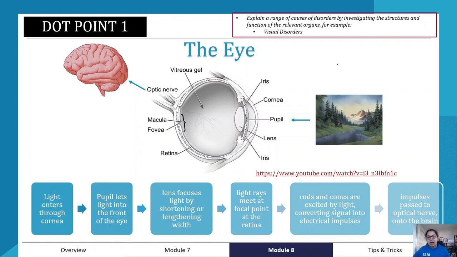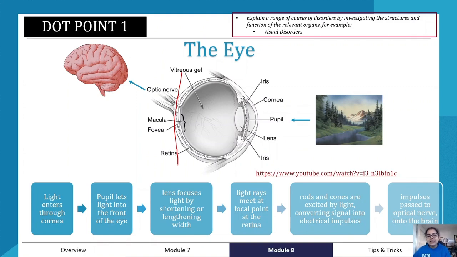And so essentially what happens is light is entering through the cornea. The pupil lets light into the front of the eye. The lens focuses light by either shortening or lengthening based on the light and the direction from the space that you're looking at. And the light rays meet at the focal point. So this is the focal point at the retina. The focal point is here at the back of the eye. That's where the focal point is.